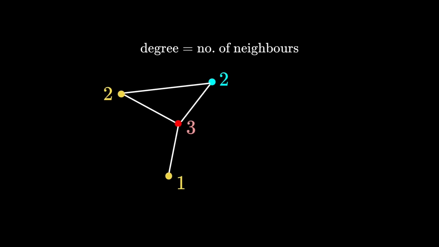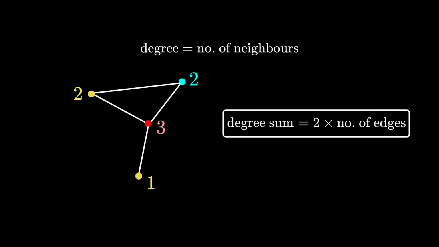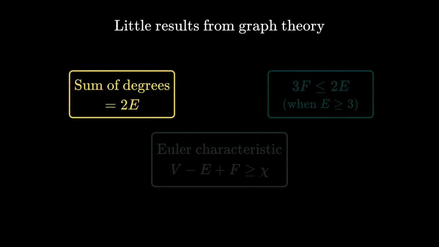If you sum up these degrees, 3, 2, 2, 1 adds to 8, which is exactly double the number of edges. This is not a coincidence. Every edge links 2 vertices and will be counted twice when we add up the degrees of these 2 vertices. This is a general statement for graphs, and it doesn't depend on whether you draw it on a plane or a torus. So that's the first result. E here denotes the number of edges.